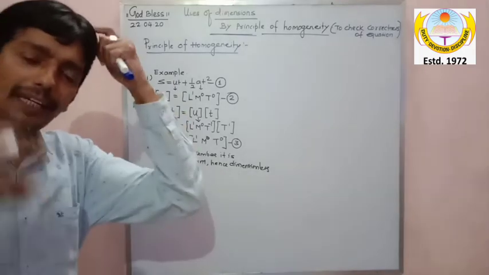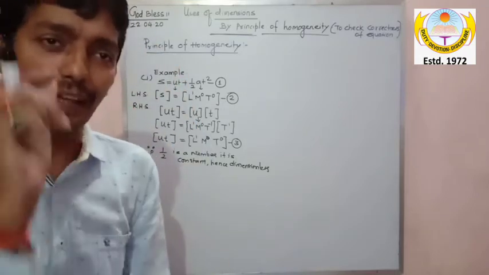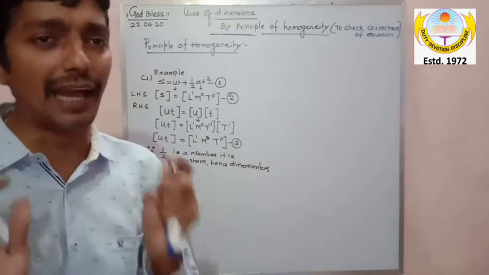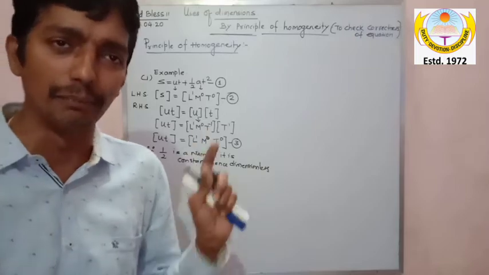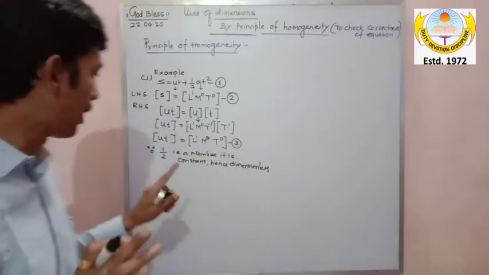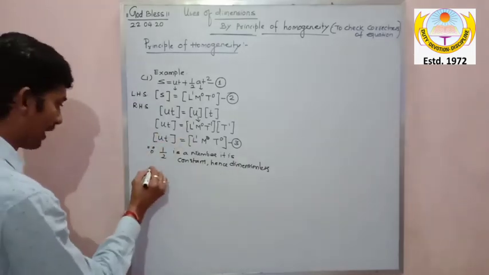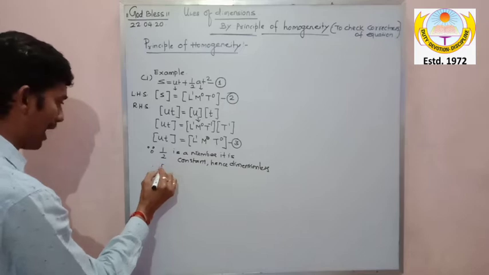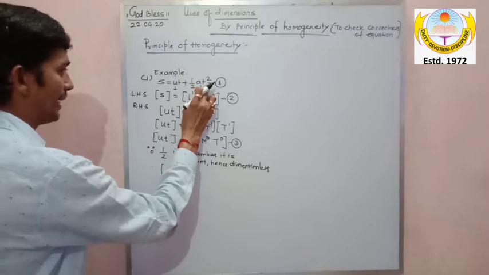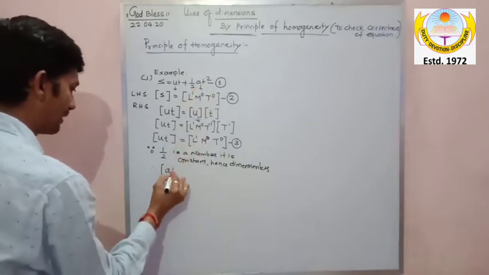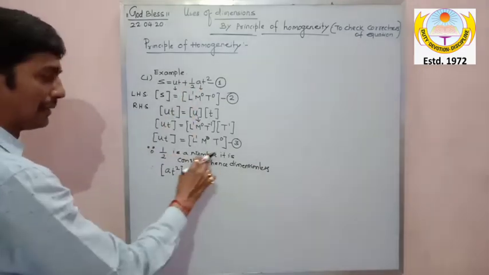I told you earlier in all my videos that not all constants are dimensionless, but if it is a number, then numbers are dimensionless, whether it is half, whether it is 2, whether it is 1, 4, 5, 8, whatever be the number, it is dimensionless. So now half is a number, it is constant and hence dimensionless. So what is left out if half is taken out? The term is nothing but AT square.